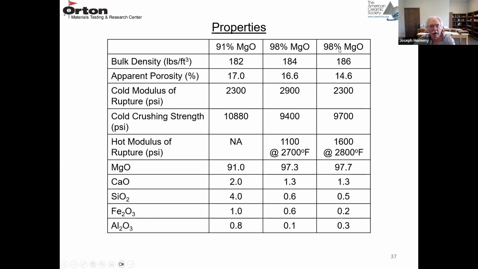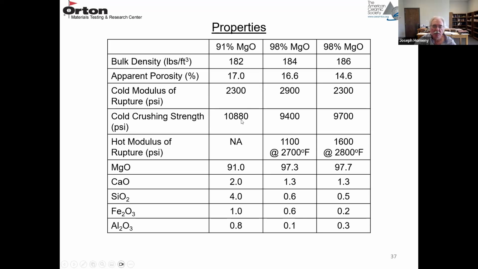So here's a couple examples of MgO refractories, a 91% MgO, so there's a lot of impurities here, and then two high purity MgOs at 98%. The densities are around 180, 185 pounds per cubic foot. These porosities are all around 15%. The cold MOR is rather good, over 2,000, and the cold crushing is around 10,000, and both of these are in PSI. So good room temperature mechanical properties.